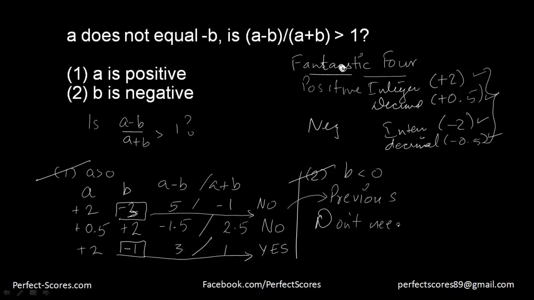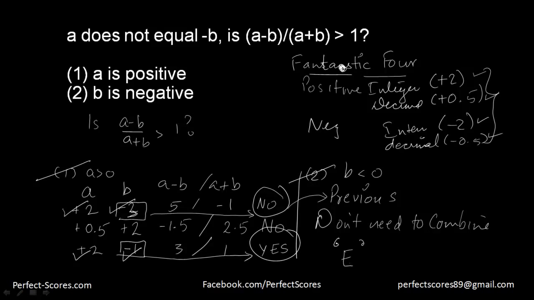Why don't I need to combine? It is because the same set of values, where a is positive and b is negative, is giving me a no and it's giving me a yes, which means what? My answer is option E. I don't even need to combine at all. Right? So suppose everyone has understood why I don't need to combine: the same set of values are disproving A also and are disproving B also, so they would actually disprove both of them also.